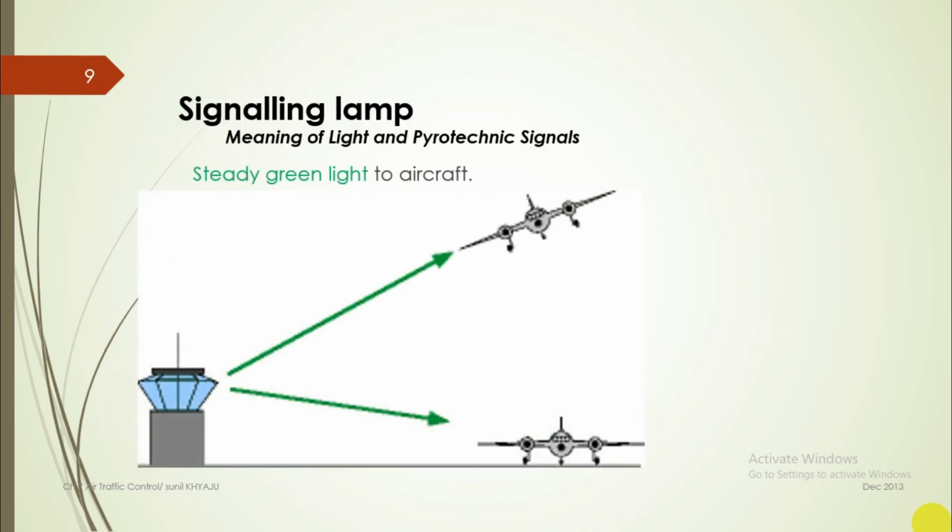If the control tower produces a steady green light to the aircraft in air, that means the aircraft can land, that is the ground is clear to land. If the control tower produces a steady green light to the aircraft that are ready for takeoff, that means the aircraft can take off, that is clear to take off.